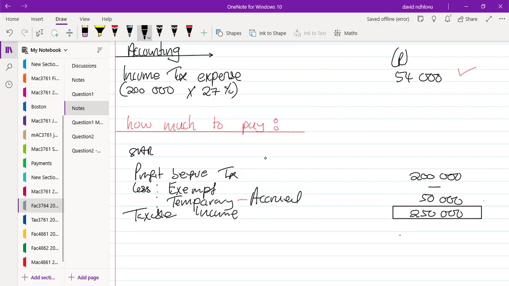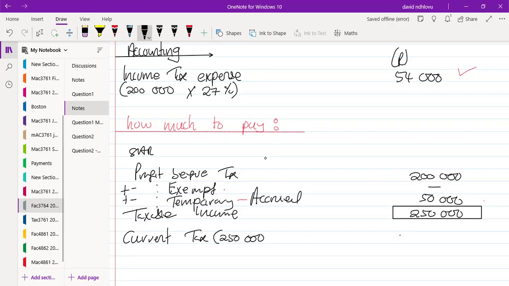Any questions? Are we clear on that? Are you saying we need to add? I see that after profit before tax, we are saying less. We actually, I shouldn't say less, I should say adjust. It's plus or minus. So it depends.